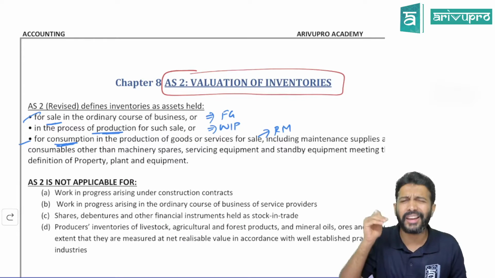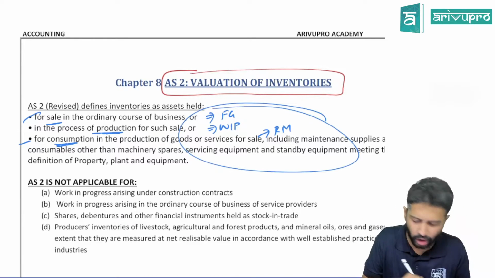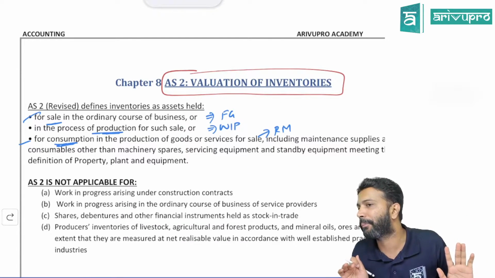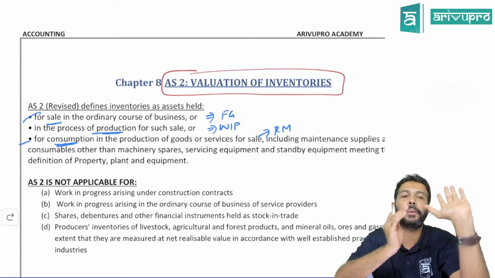So basically, AS2 talks about valuing these 3 components of inventory. Comfortable, everybody? Okay, again, let's trace back. What do we mean by inventory?